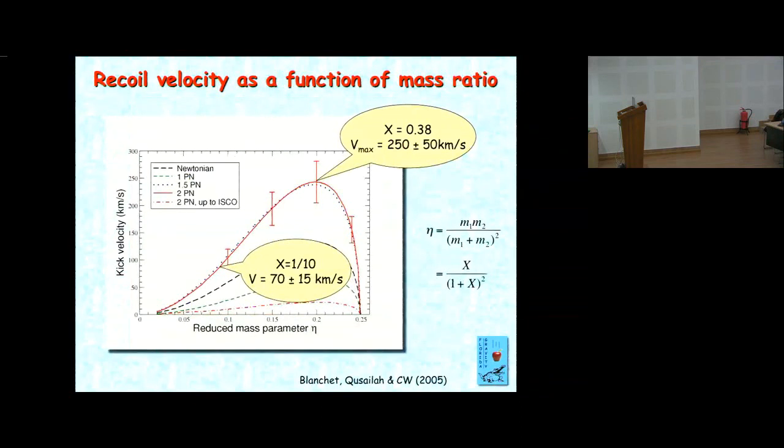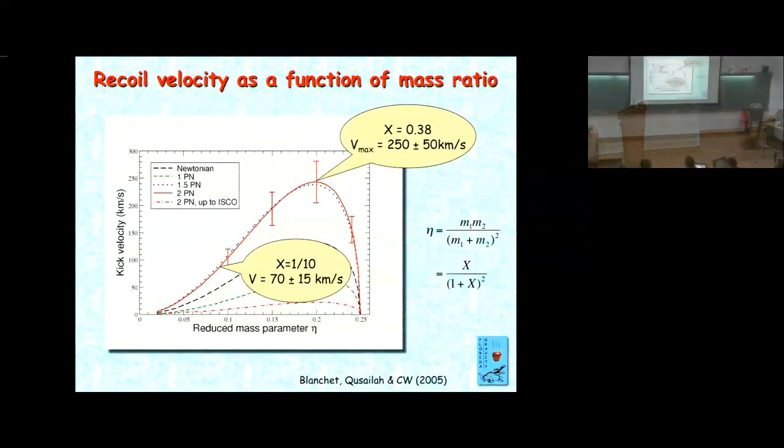What are these? Oh, up to the... this one. So here we carried the calculation only up to the innermost stable orbit, which is... it's this one. Why does it go to 0 there?